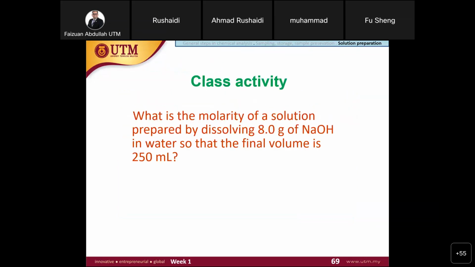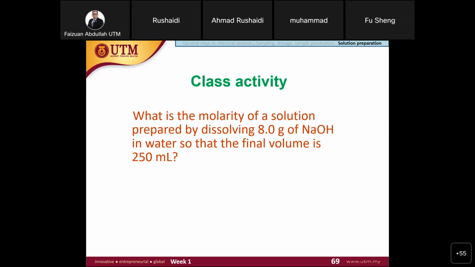Now, what is the molarity of a solution prepared by dissolving 8 gram of sodium hydroxide in water so that the final volume is 250 ml? Now you need to find the molecular weight of sodium hydroxide by yourself. And then try to find what is the molarity of 8 gram of sodium hydroxide in 250 ml of water. Come on. This is an easy one. Okay, come on.